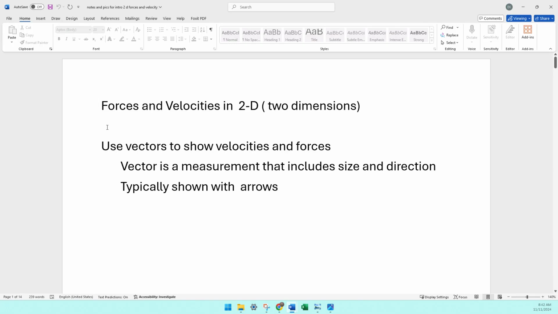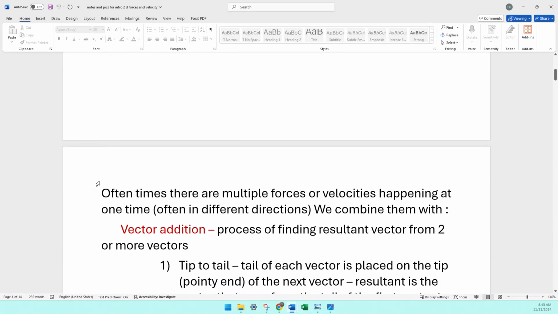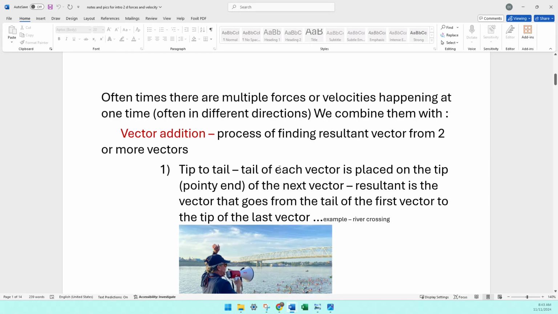To start with, we typically use vectors to show velocities and forces in two dimensions. And a vector is a measurement that includes size and direction. It's typically shown with arrows. By the way, when I do these, I'll expect you to pause or fast forward or whatever works best for you on these style notes, but I'll be scrolling through this document and doing some examples also via a couple other places. So oftentimes there's multiple forces or velocities happening at one time, often in different directions.